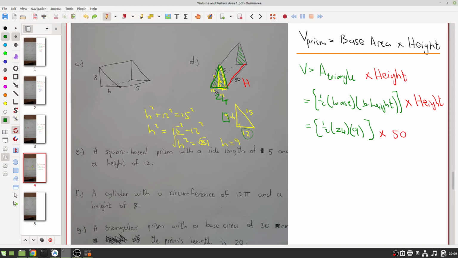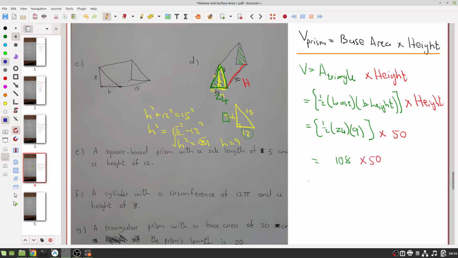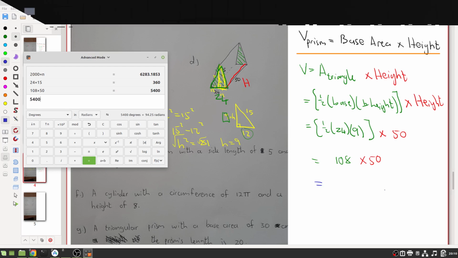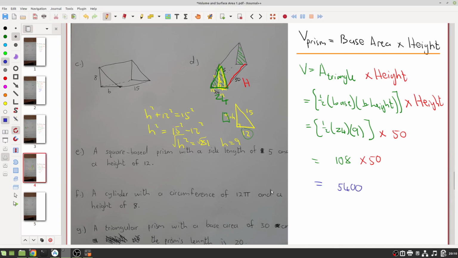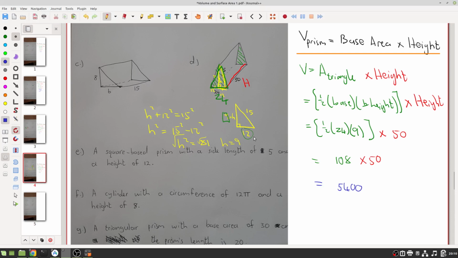Okay, and then let's calculate. So the area of our base, half times 24 is 12. 12 times 9 is 108. And we multiply that by the height of our prism, which is 50. 108 times 50 is 5,400. Alright, 5,400. Correct. So you see it's pretty much all the same thing. In this case, there was just an added bit of Pythagorean theorem that we needed to use to find the perpendicular height.